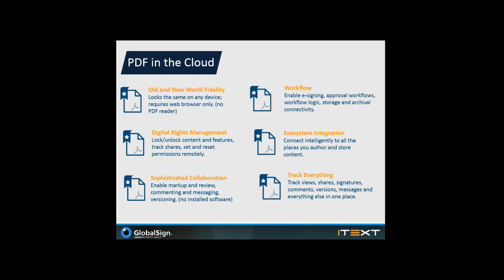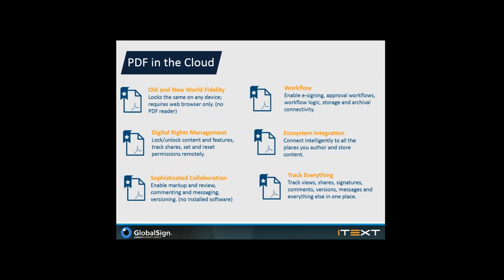You can define digital rights. You can lock or unlock content or features. You can enable markup and reviews for more sophisticated collaboration, comment, messaging, versioning. Again, you don't have to install anything. It's programmable, in the way that you can build workflows for e-signing, different approval workflows, and you can integrate into your entire document management process, track everything, and so on.